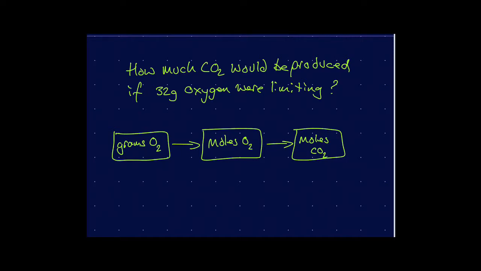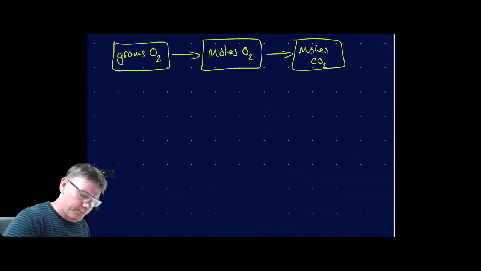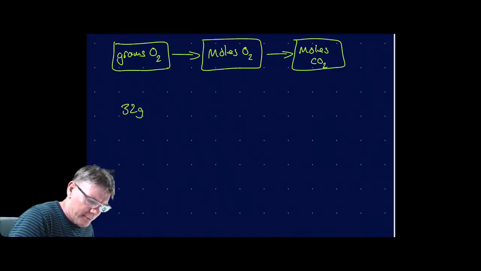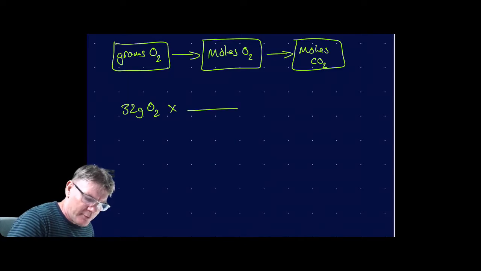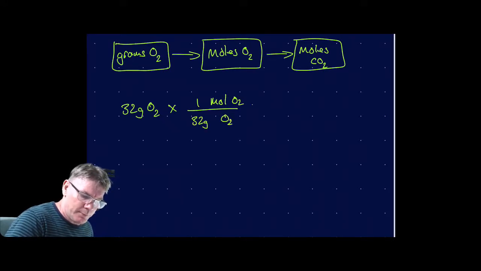When we have that result, we can compare the amount of carbon dioxide produced by methane and by oxygen and then find out which was the limiting reagent. To convert the mass of oxygen into moles of oxygen, we have 32 grams, which is what we started with, multiplied by a conversion factor, which is just its molecular weight. 1 mole of O2 has a mass of 32 grams.